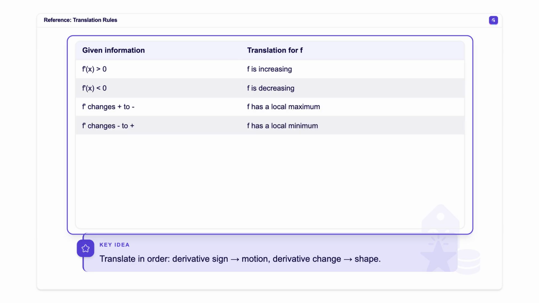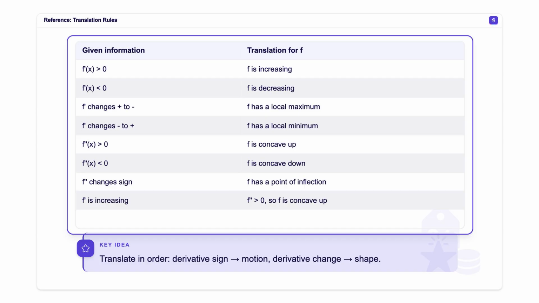Next, watch how f prime changes sign. If f prime changes from positive to negative, f has a local maximum. If f prime changes from negative to positive, f has a local minimum. Now move to the second derivative. If f double prime of x is greater than 0, f is concave up. If f double prime of x is less than 0, f is concave down. Concavity describes the bend of the graph. When f double prime changes sign, the graph of f has a point of inflection, meaning the concavity changes there.